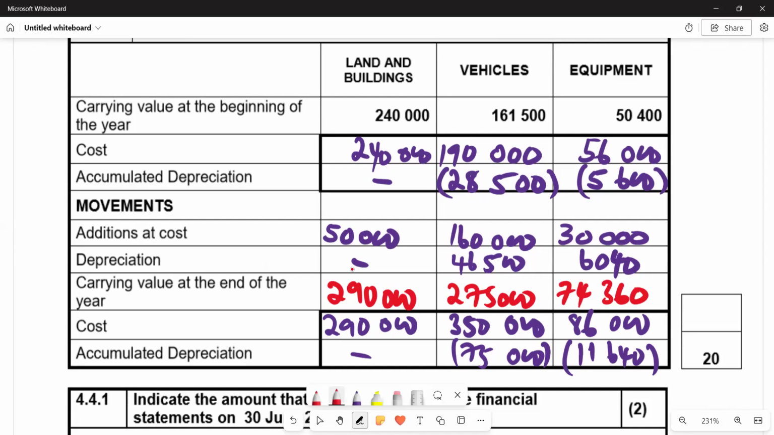So given that you are supposed to prepare the balance sheet, it means you're going to add 290,000 plus 275,000 plus 74,360. Then you get the total carrying value that is going to go under the fixed or non-current assets.